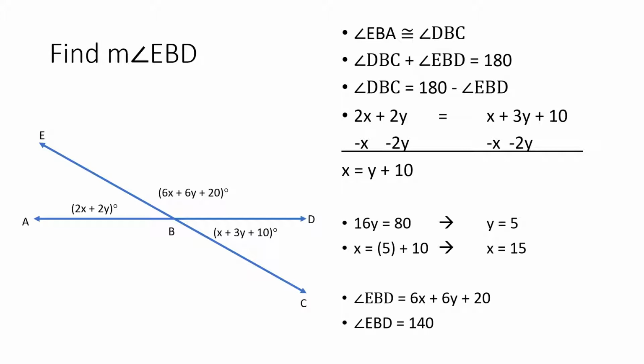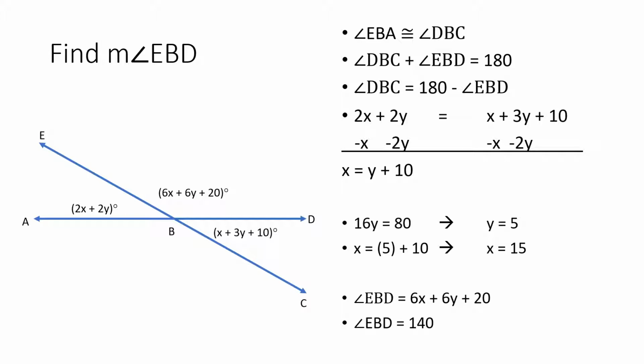Just to somewhat retrace our steps, we knew that these two small angles were equal to each other, so we set them equal to each other, and then we tried to isolate x on one side of the equation, to figure out what x is equal to. We found out that x is equal to y plus 10. We always want to try to find out what x is equal to.